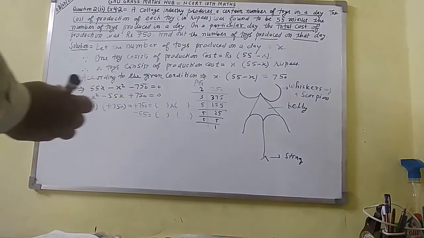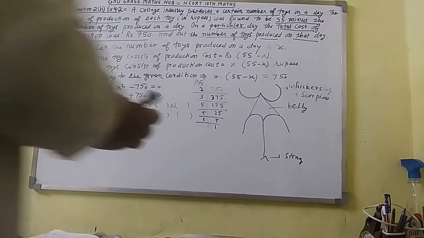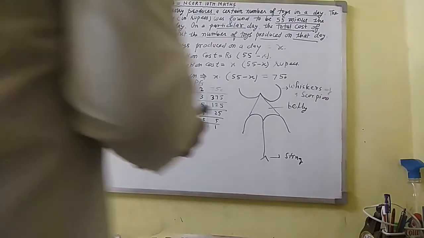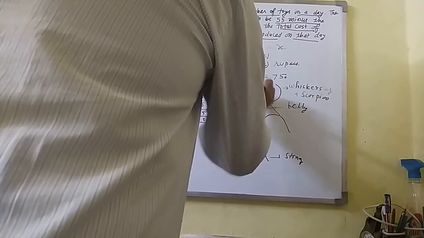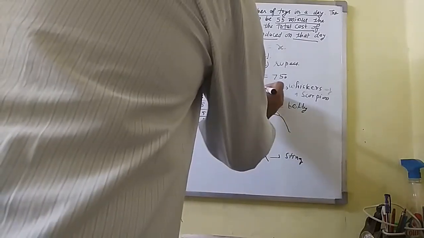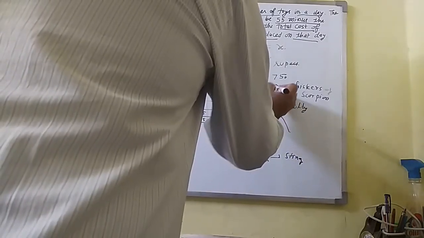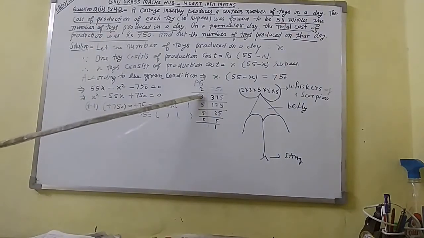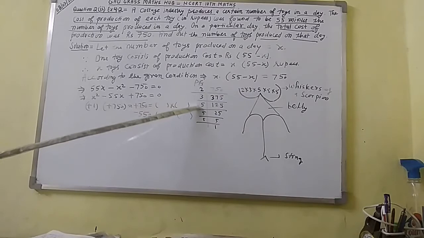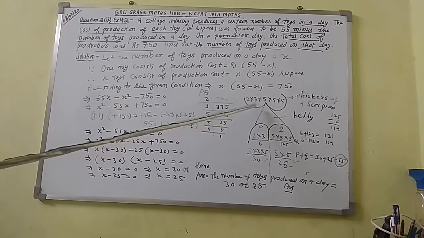Now I am going to put all these prime factors before the mouth of a scorpion. Here put 2 into 3 into 5 into 5 into 5. Just tally the things here. Here I have written 2 into 3, 2 into 3, 3 5, 3 5.